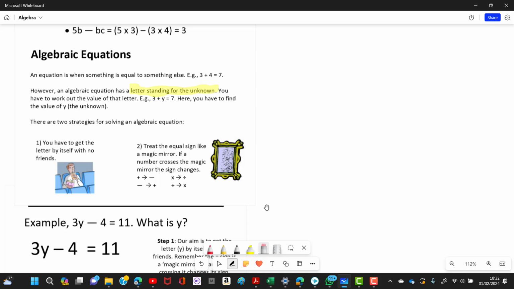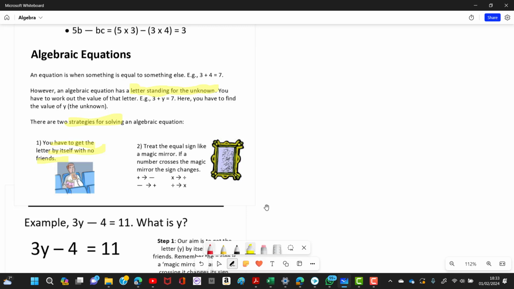So these are two strategies of how to solve for the unknown letter. Okay. So we'll list them out here. The first one, you have to get the letter by itself. If you pretend you're someone sitting with no friends watching a movie, that's what you have to do with the letter. The letter has to have no friends, has to be by itself. You have to try and make the letter by itself.